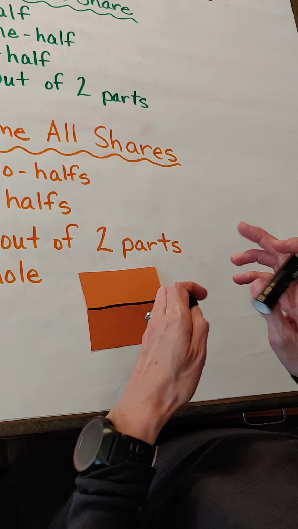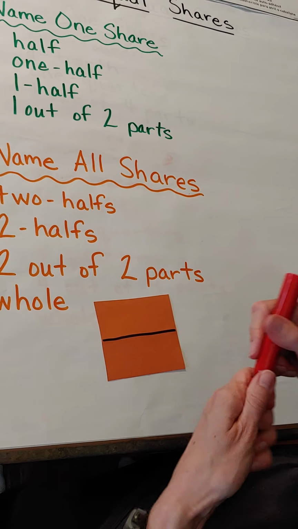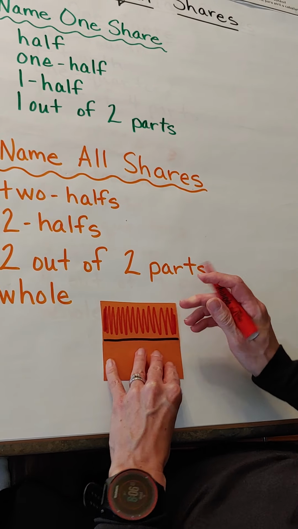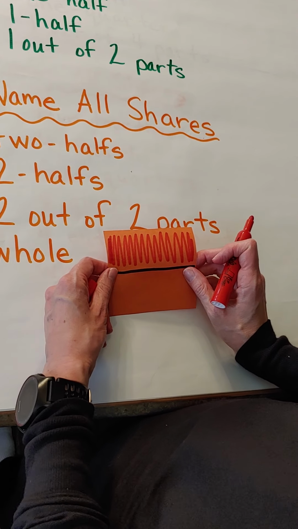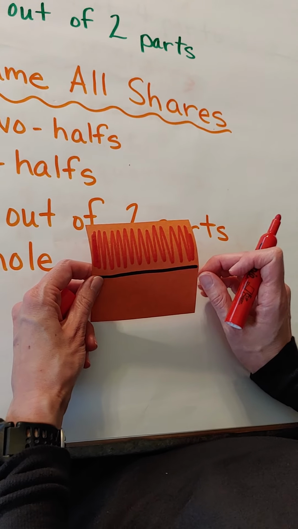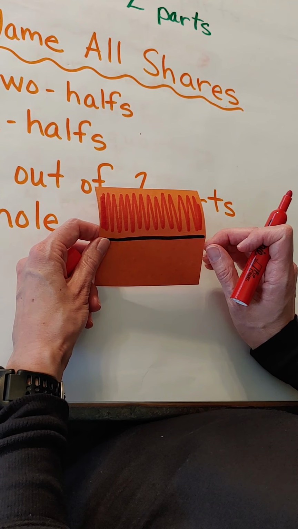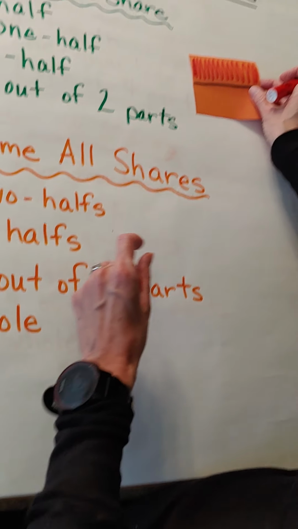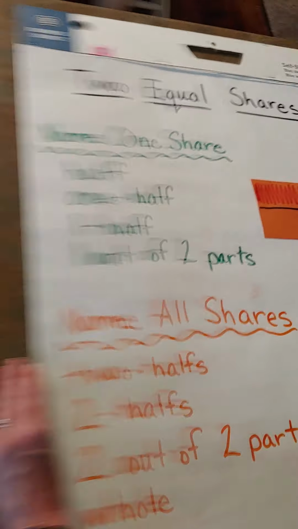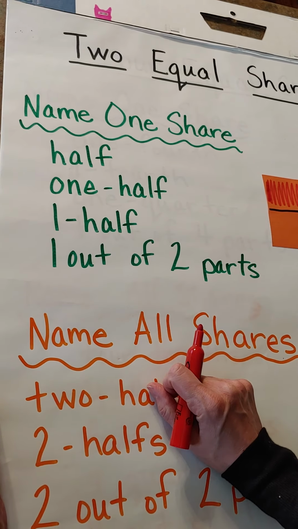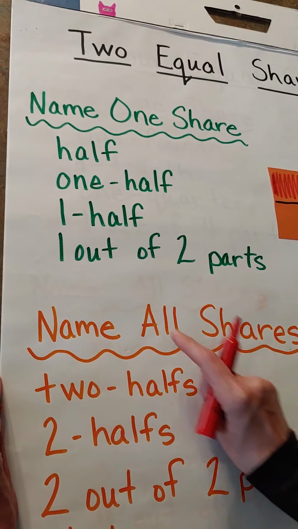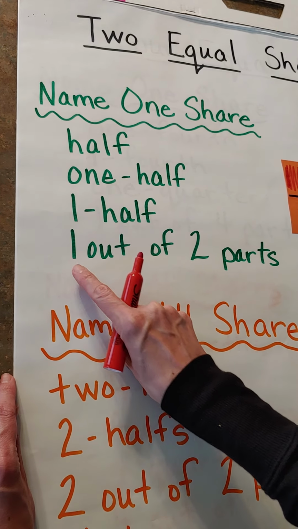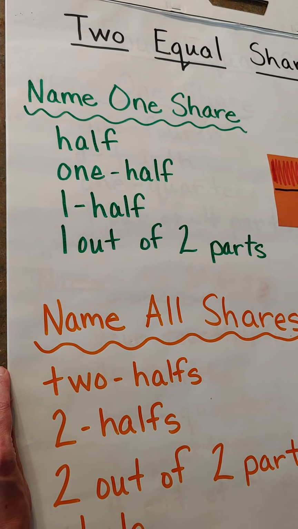Now, if I wanted to name just one child's share, just Lily's share, how could I name that? What would I call that? Lily's share is just the red part. Well, here are the words that I could use to describe Lily's share. I could say half. I could say 1/2. I could use the number 1 in the word half. I could also name it as 1 out of 2 parts.